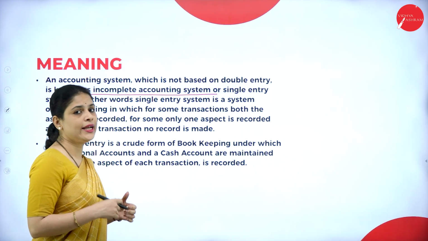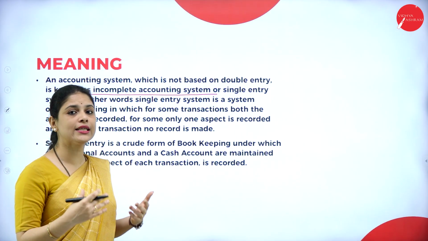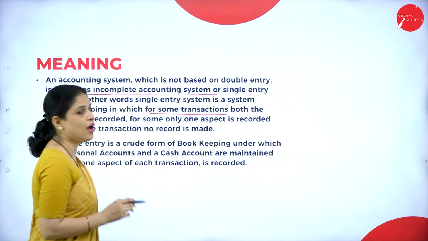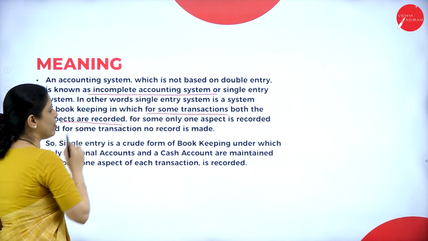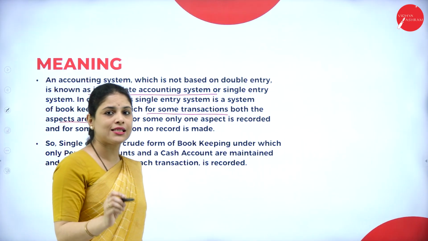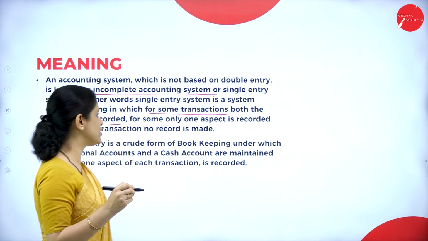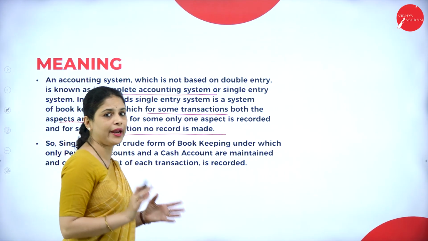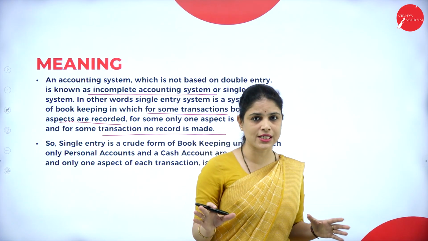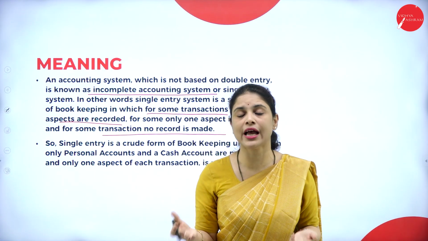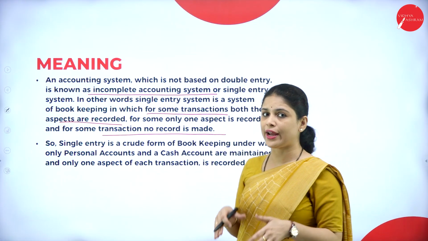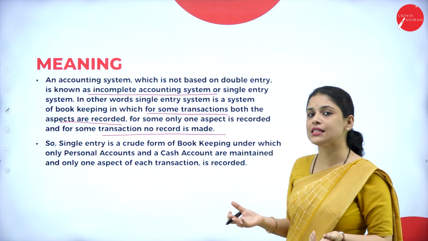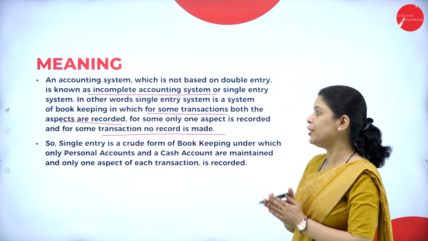In other words, a single entry system is a system of bookkeeping in which, for some transactions, both the aspects are recorded, but for some transactions only one aspect is recorded, and for some transactions no record is made. That means if some transactions happen, both the effects are recorded in the books of accounts. For some transactions only one aspect is recorded, and for other transactions both the aspects are not recorded.